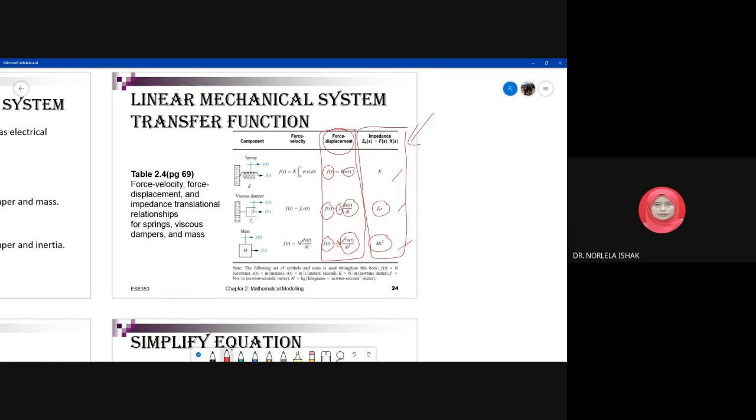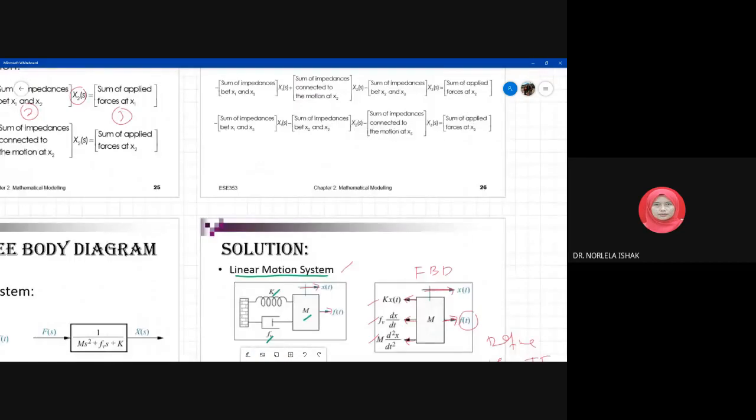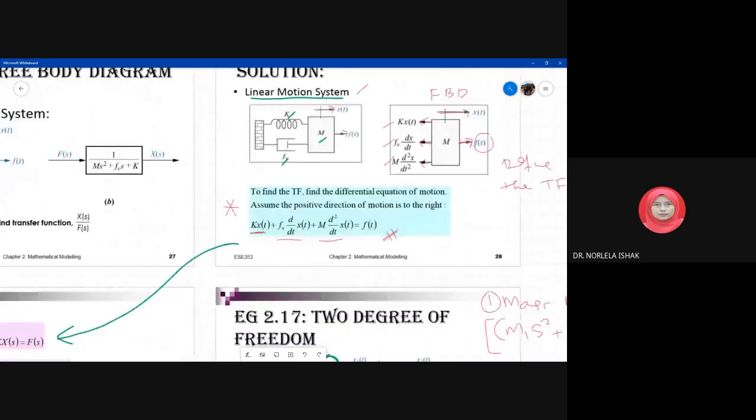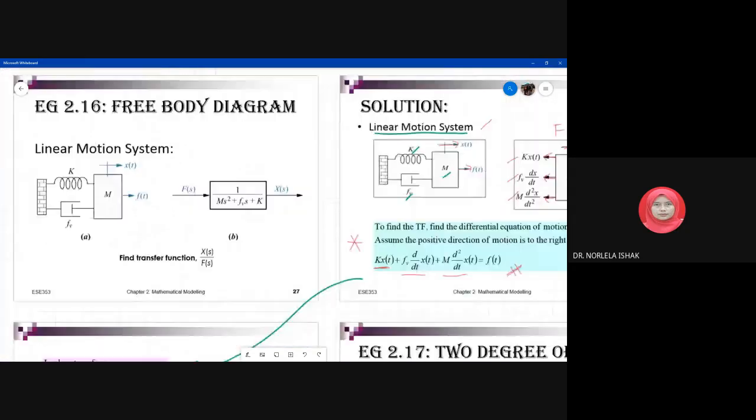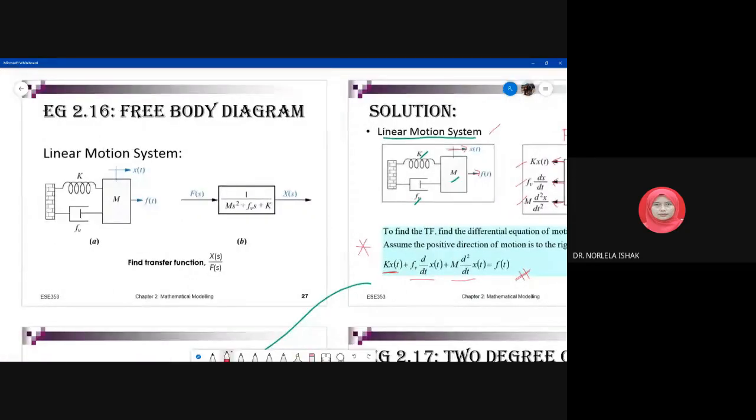So based on the question, if it is in terms of the S domain, directly find the impedance. Define what the impedance is. Okay? Find the impedance directly, same as before.